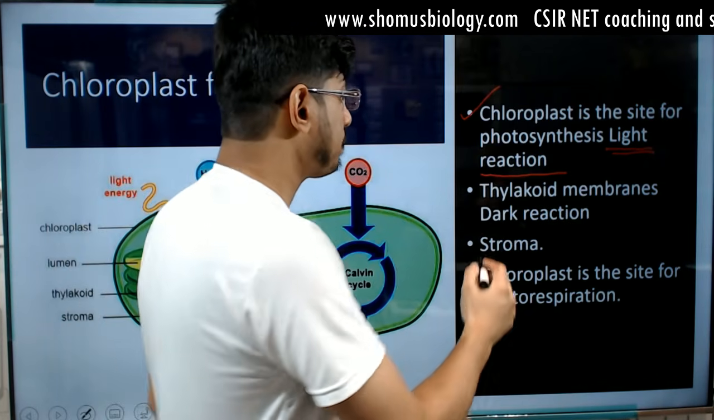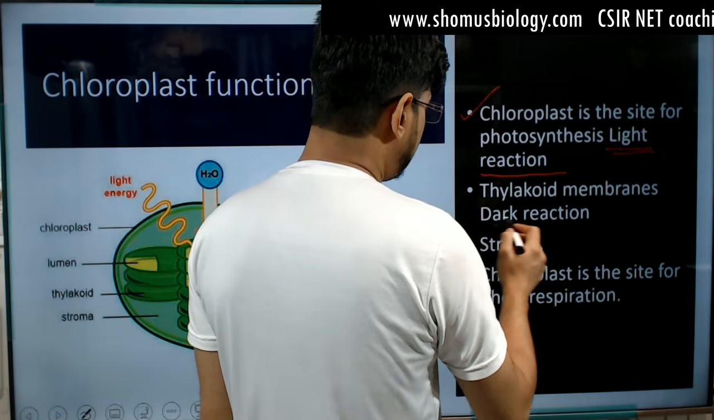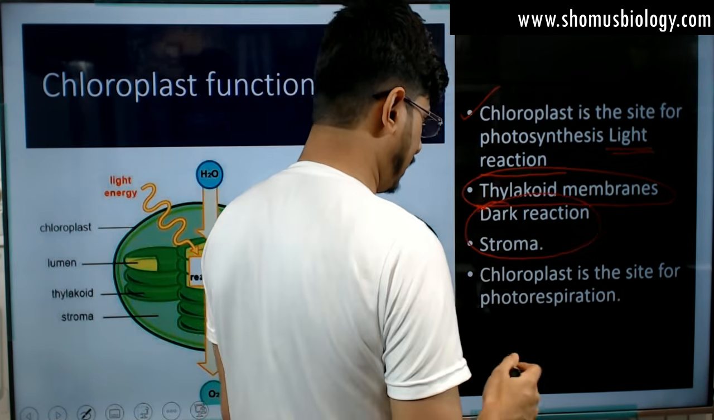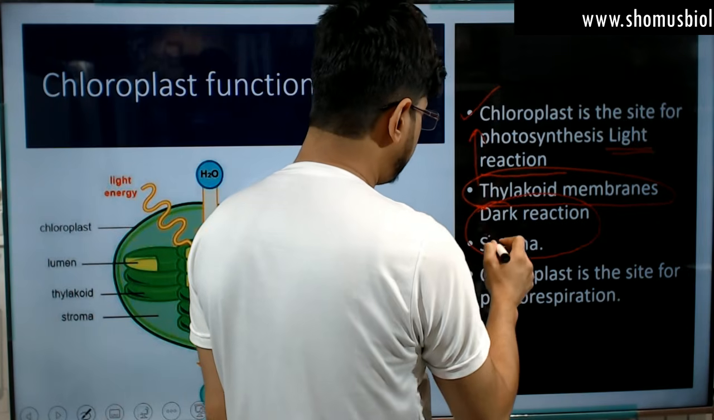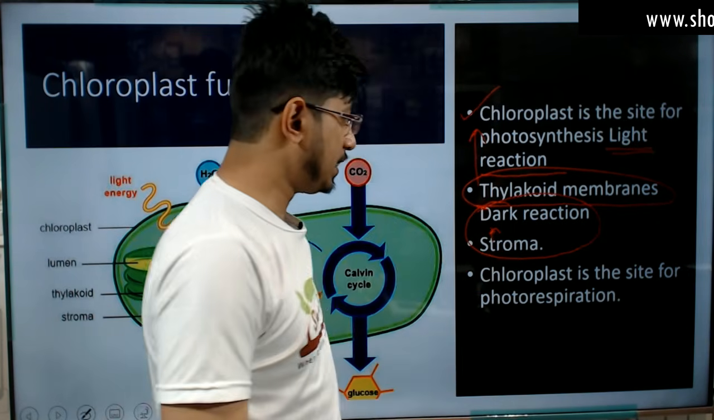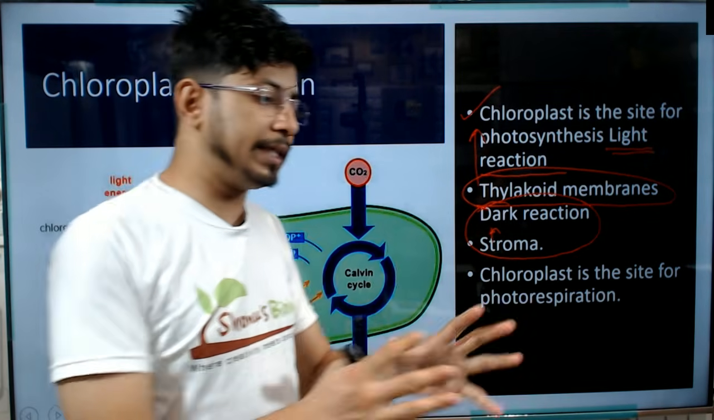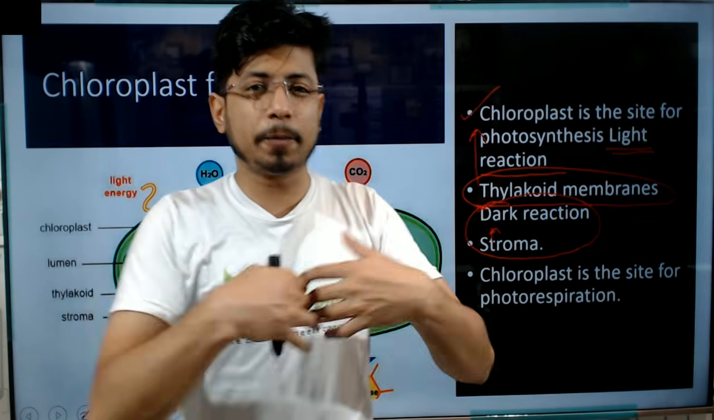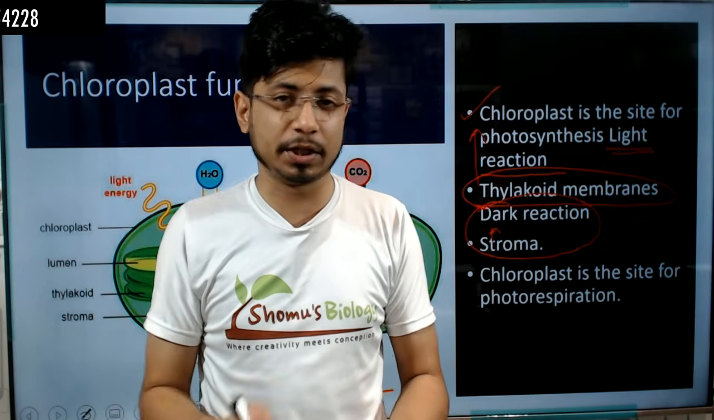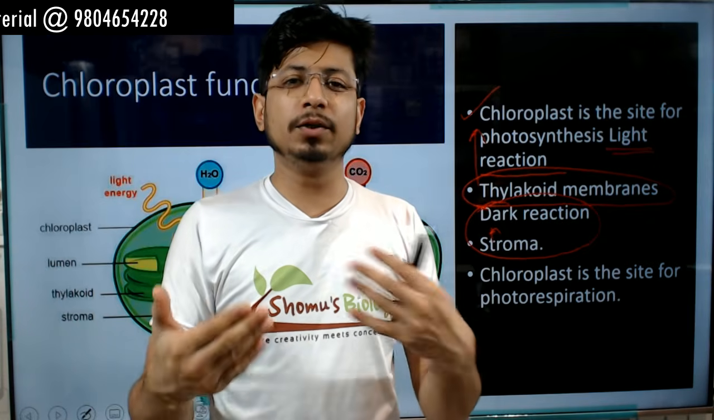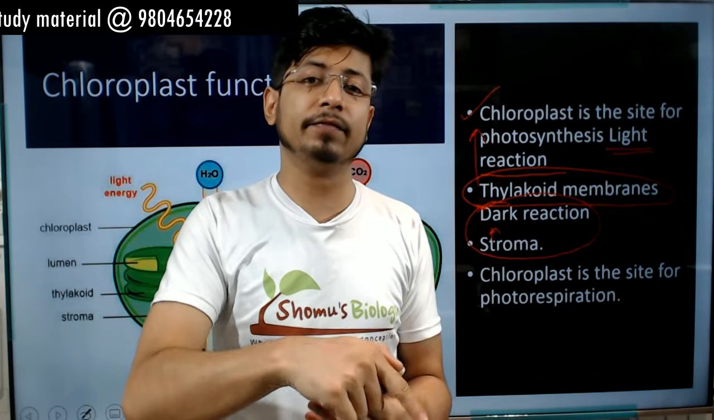Thylakoid membranes for the light reactions, stroma for the dark reactions. Okay, thylakoid membrane for the light reactions, stroma for the dark reactions. And chloroplast is the site for photorespiration as well, because basically the enzyme that is involved in the process of carbon dioxide fixation, that is Rubisco, is the most abundant protein there. So the Rubisco can do both. It can fix carbon dioxide, it can fix oxygen.